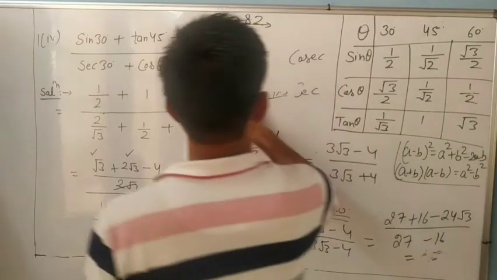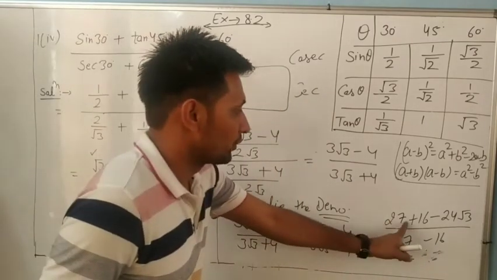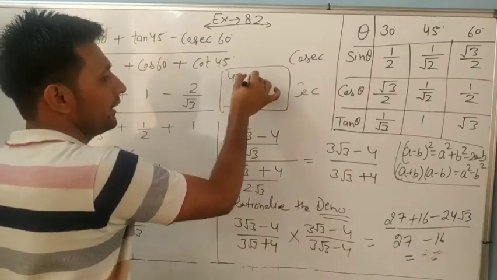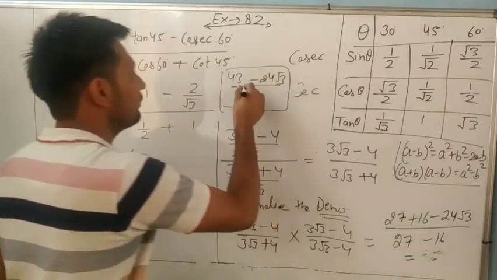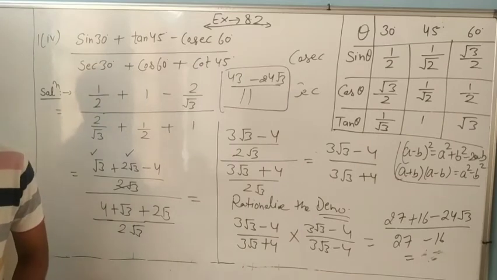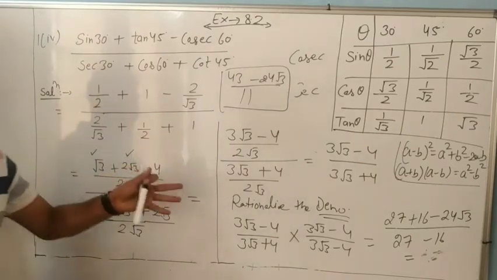I am writing here because there is a space problem. I am writing the answer here: 43 minus 24 root 3 over 27 minus 16, which is 11. It is your answer. Okay dear? So it is our answer. So please note it down.